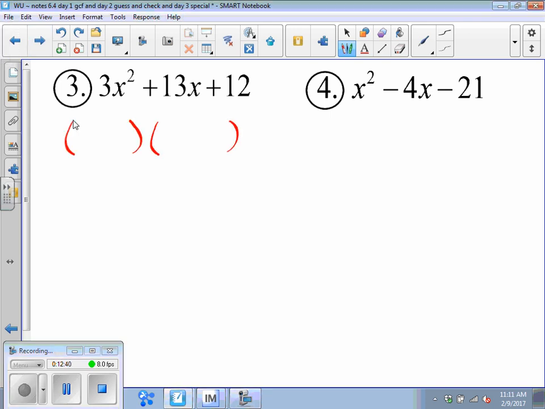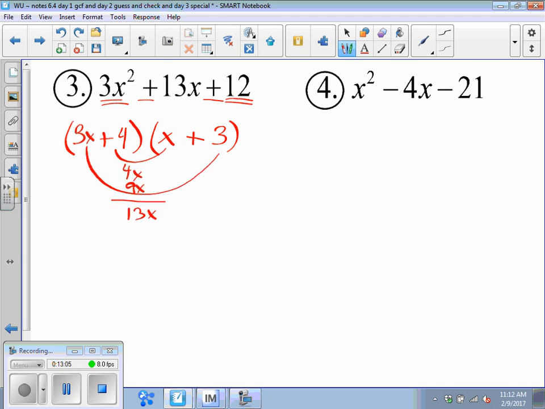Same sign or different? Same, both? First term, we only have one option, 3x and x. 3x times x is 3x squared. My last term, 4 and 3. Positive 4 times positive 3 is positive 12. So this gives me 4x. This gives me 9x. Together, that gives me 13x. So it checks out. So it's 3x plus 4 times x plus 3.